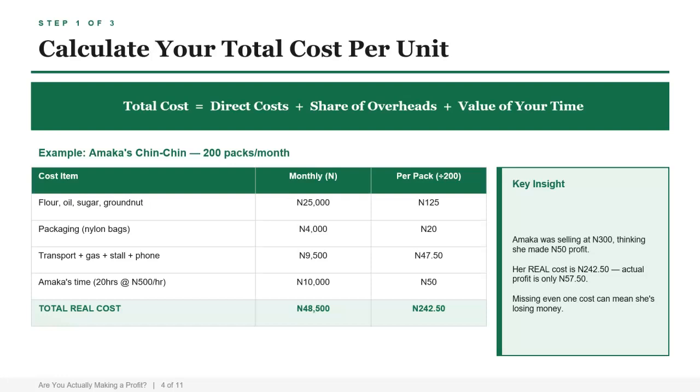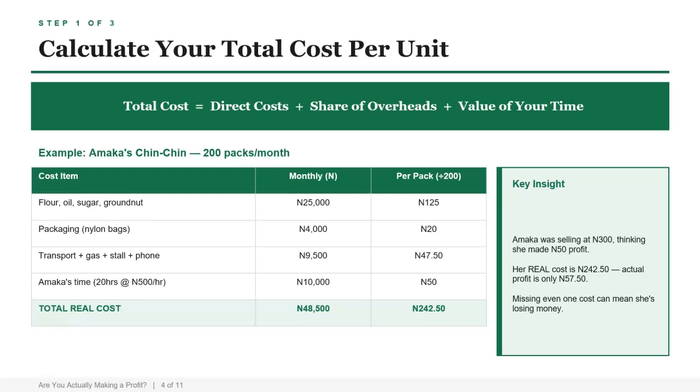She also buys packaging, nylon bags, for 4,000 naira. You include that. Transport plus gas plus store plus phone, she spends 9,500 naira. When you divide it by 200, you have 47 naira 50 kobo. Amaka's time, we just give a fictitious figure here: over a pack, she maybe spends 50 naira, the cost of her time in making the 200 packs, say per hour.